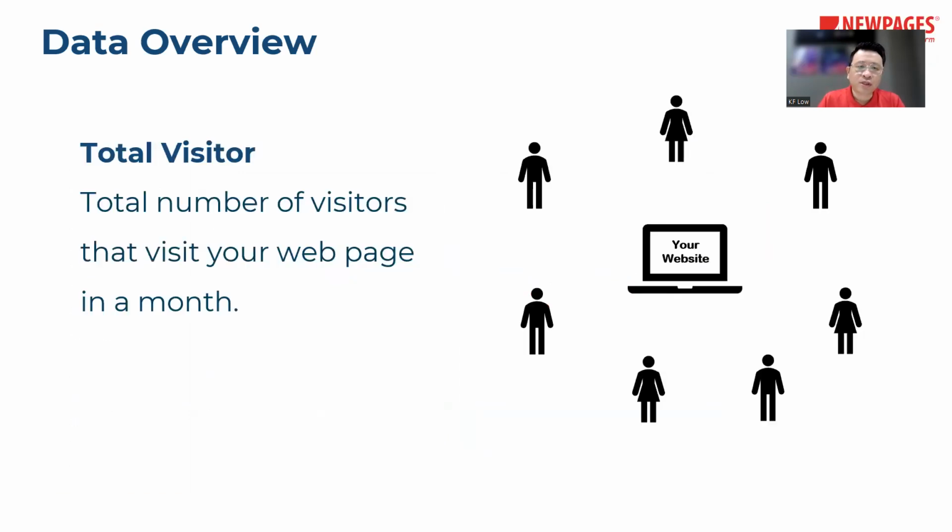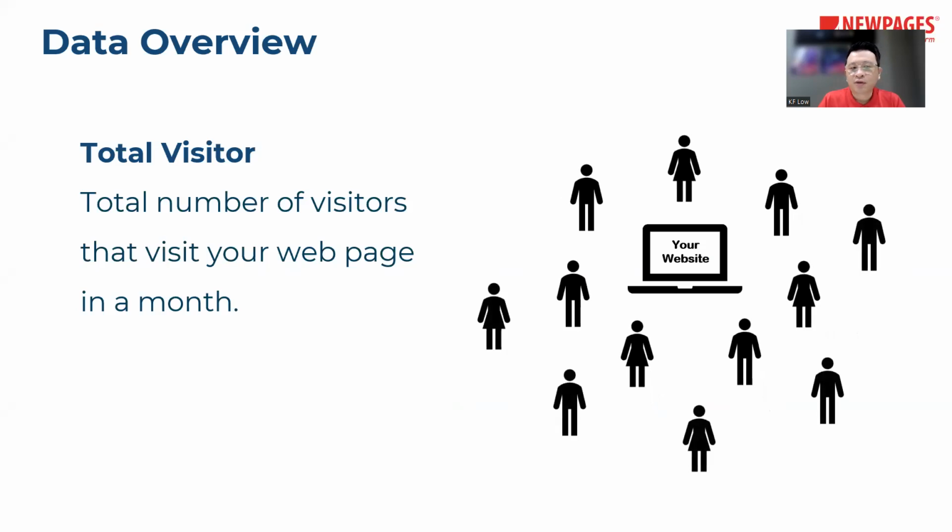Let's go into the first one, which is total visitors. Total visitors is the total number of visits to your website in a month. Let me give you a scenario. Let's say today I'm your visitor, and I visit your website 10 times. Regardless of the timing, it will be accumulated as 10 visits. That's how we compute the total visitors.